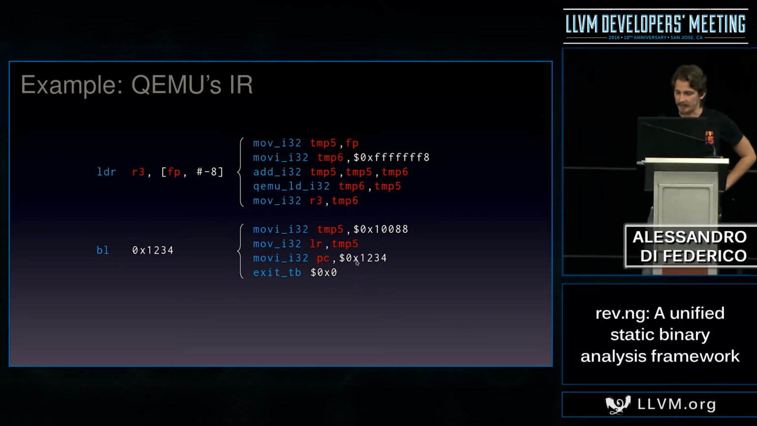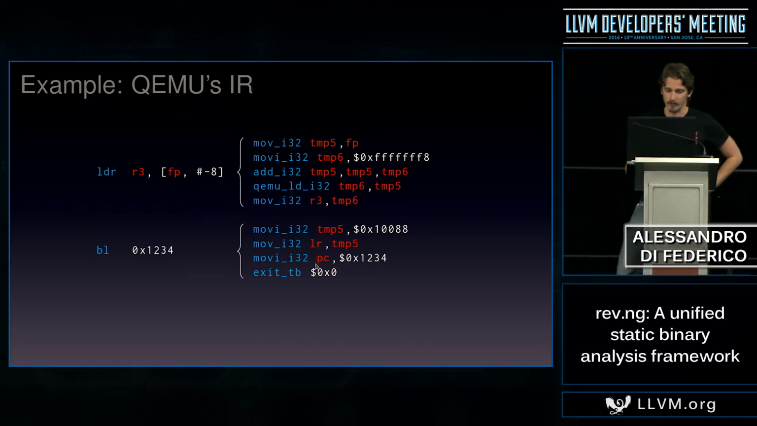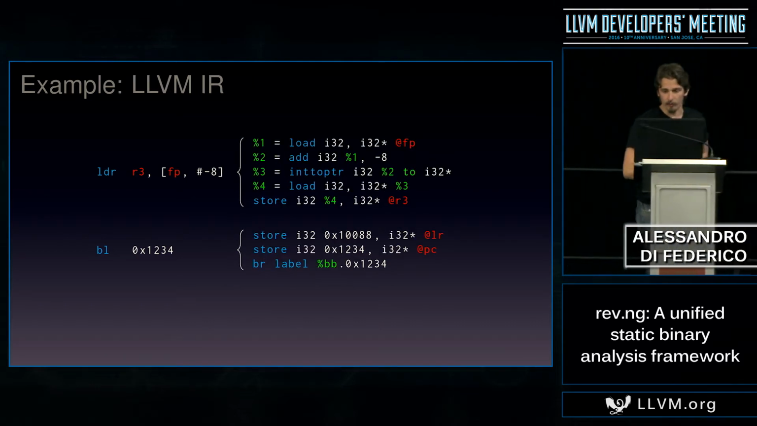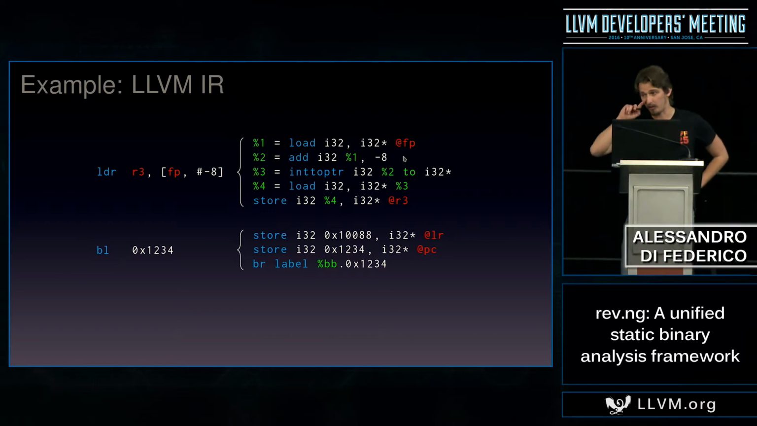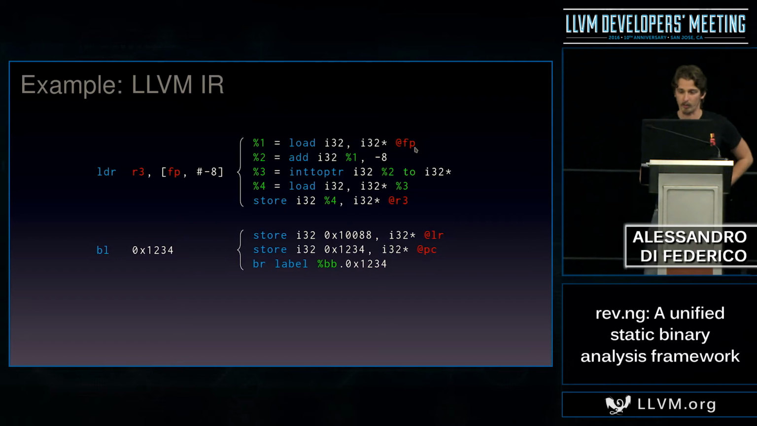And then here we are writing the destination address into the program counter, and exit_tb is something specific to QEMU that we don't care about. In LLVM-IR, it's pretty much similar. So we load from FP, which is a global variable. As we said, registers, and in general all the CPU state, are mapped to global variables.